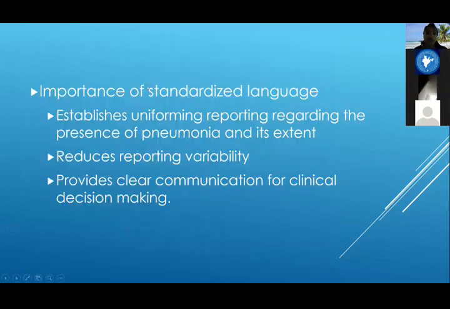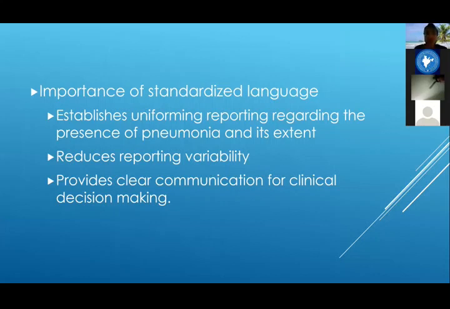Now coming to the importance of a standardized language. Previously we used to report, I don't know how many hospitals have radiologists reporting X-rays. In most hospitals, the clinicians themselves are interpreting the chest X-rays, and radiologists or clinicians used to write vague language, that is patchy opacities here, heterogeneous density, pneumonic patch, consolidation, like that. So now lies the importance of a standardized language, which establishes uniform reporting regarding the presence of pneumonia and its extent. It reduces reporting variability, and it provides clear communication for clinical decision making.